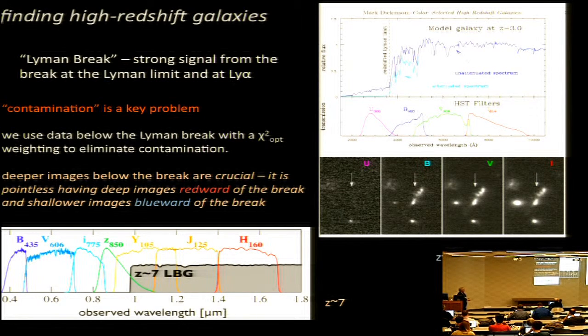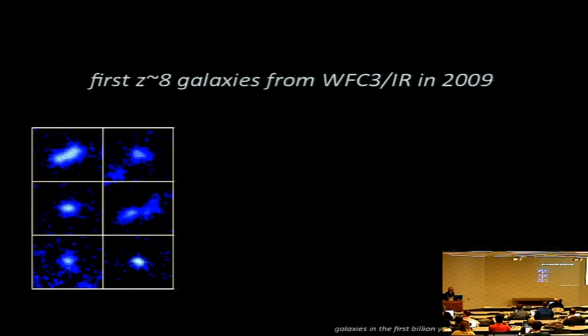is that having deep images redward of the break and shallower images blueward is not going to get you large, reliable samples. Samples with 50% contamination rate are just not particularly useful. So the contamination rate is a key issue.